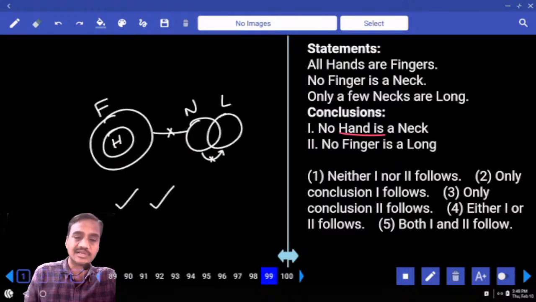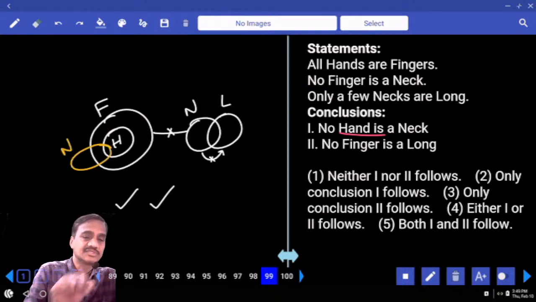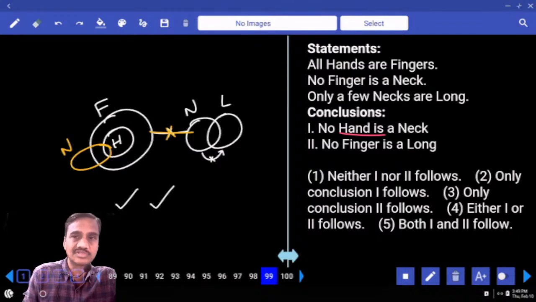And some hands are neck. Some hands are neck, how can we draw it? No finger is neck will become false. Alternate diagram cannot be drawn, this will be true forever.